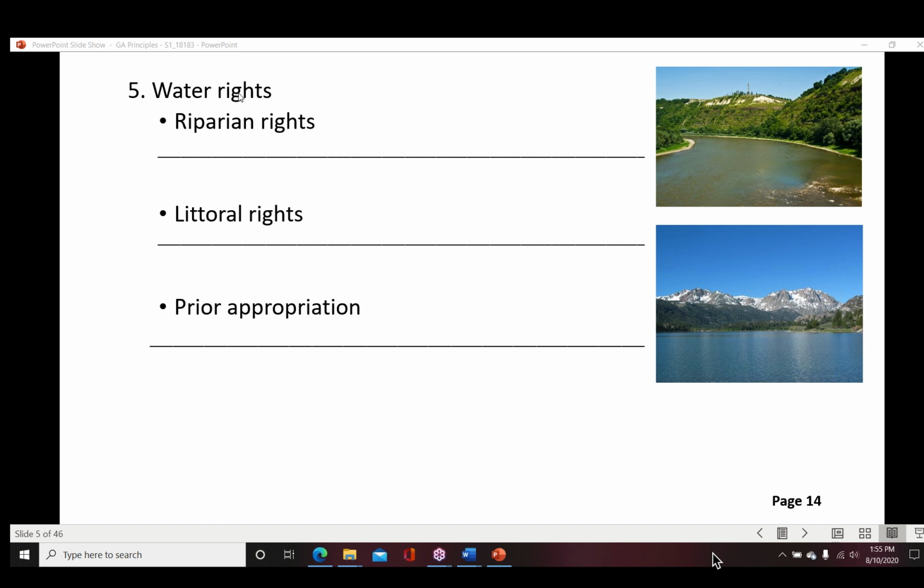The third type of appurtenance: water rights. I would definitely take notes on this if I were you. And by the way, the book has this in it, so the book's done a pretty good job with this. So for water rights, the first type is called riparian rights, and I'm going to give you a good definition. A good definition of riparian rights is property bordering flowing water. The key word for test purposes is flowing.